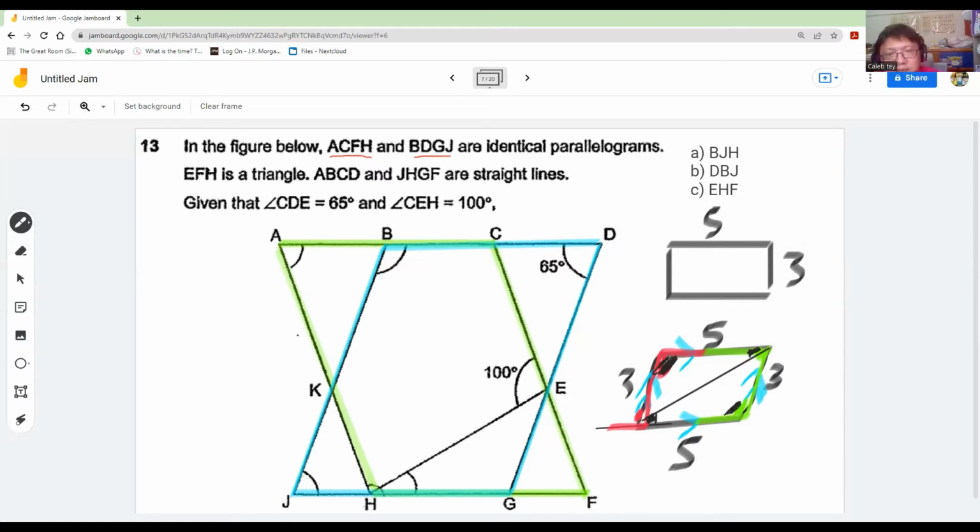Okay, so with all this being said, let's see what we can do. Remember what I said last about opposite angles. So this is definitely 65 because it's opposite to the first 65. And this is BJH. So answer A, 65.